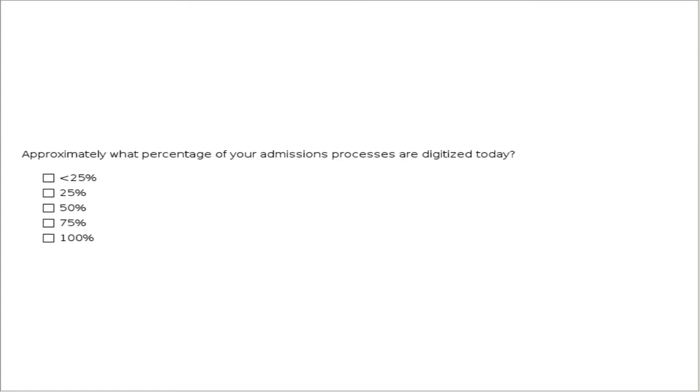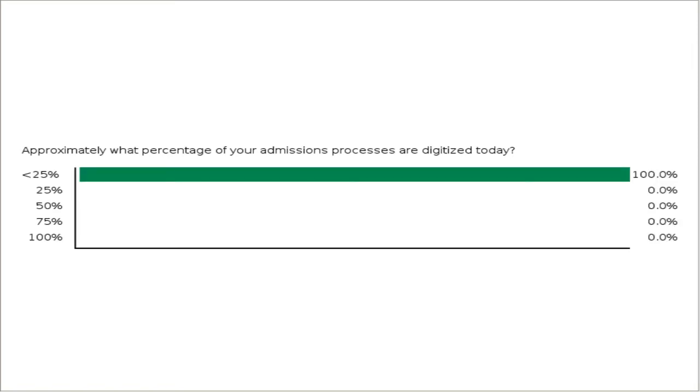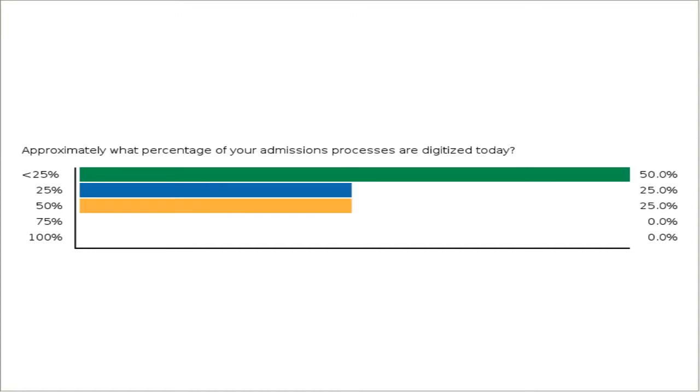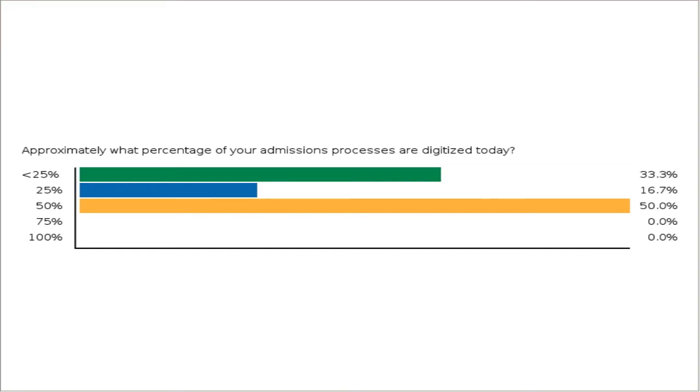And so, Steve, I'll turn it over to you to ask our first polling question. Yes, at this point, ladies and gentlemen, I'd like to invite you to take part in a live poll. Approximately what percentage of your admission processes are digitized today? I'd invite you to click on the numbers: less than 25%, 25%, 50%, 75%, or 100%, and submit your answers.